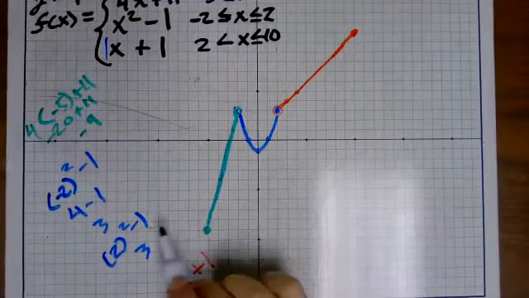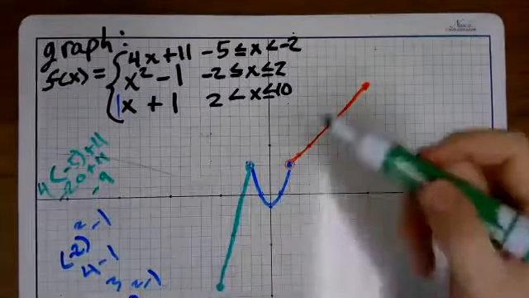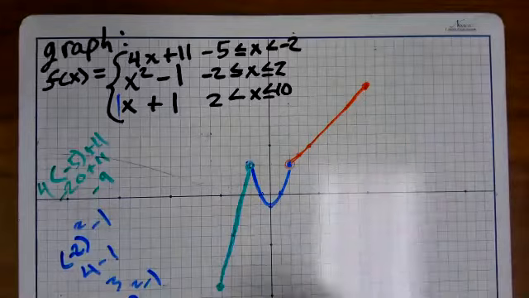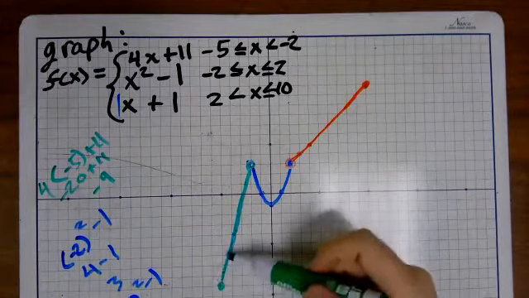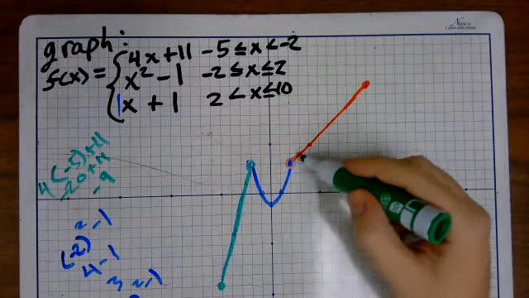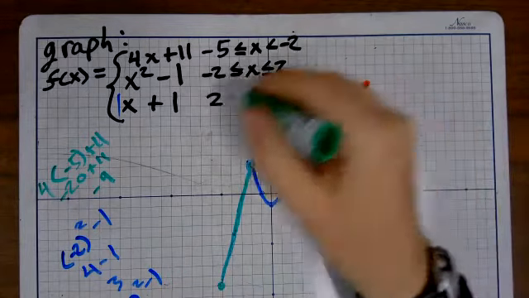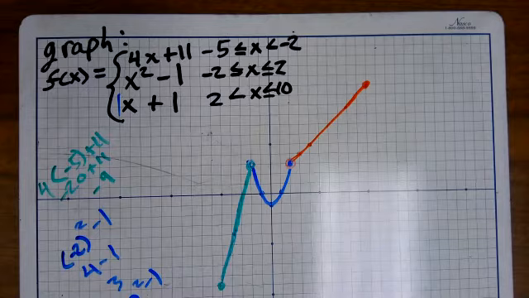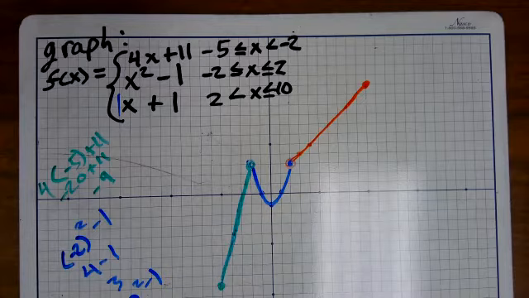So, we graphed each of the sections, and together this is our entire function. It behaves like this in this segment, this in this segment, and this in that segment. Fair enough? So that's what piecewise functions are all about.